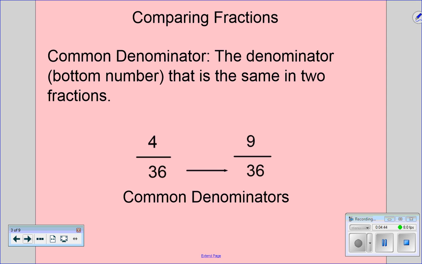Common denominators. Denominators are the number on the bottom, right? You guys remember that from last year? Numerators on top, denominators are on the bottom if you aren't sure. So numerator on top, denominator on the bottom.